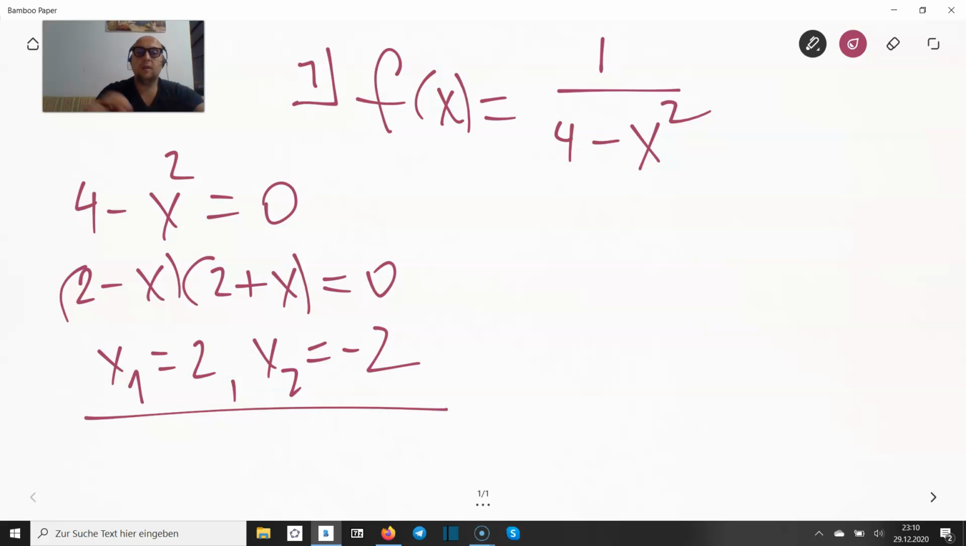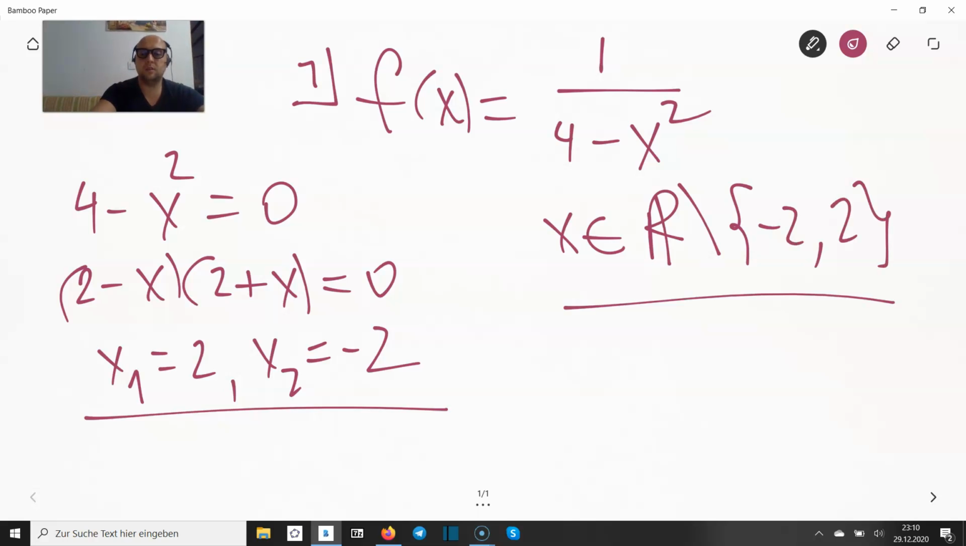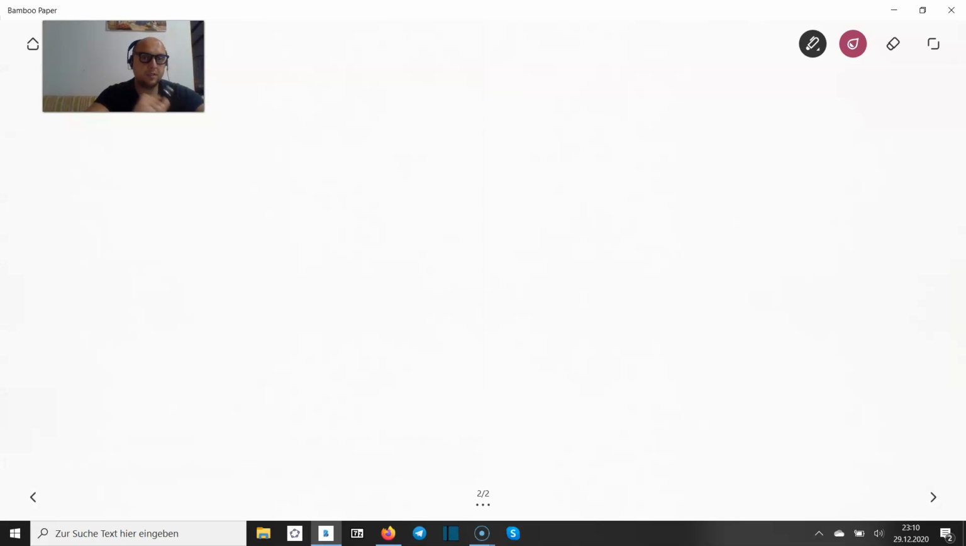That means x is in the realm of real values, not having minus 2 nor 2. That's it. All right, pretty simple. That's case number one. So make sure the denominator is unequal to 0.